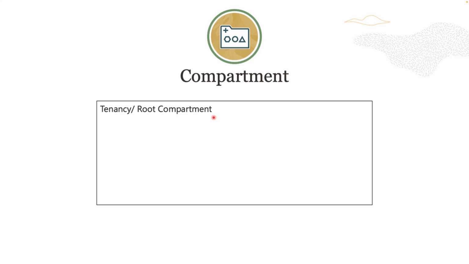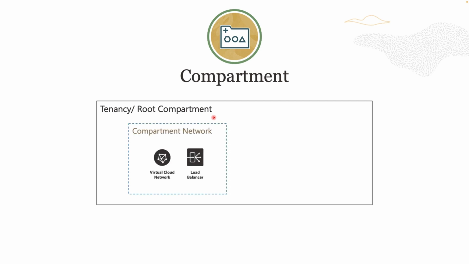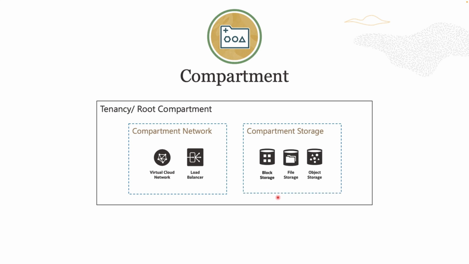Like now, in your computer, you go ahead and create subfolders so that you can organize all your files properly. Similarly, in this root compartment, you can go ahead and create more compartments. For example, you can create a network compartment that will hold all the networking related resources. Or you can also create storage compartment to hold storage related resources.